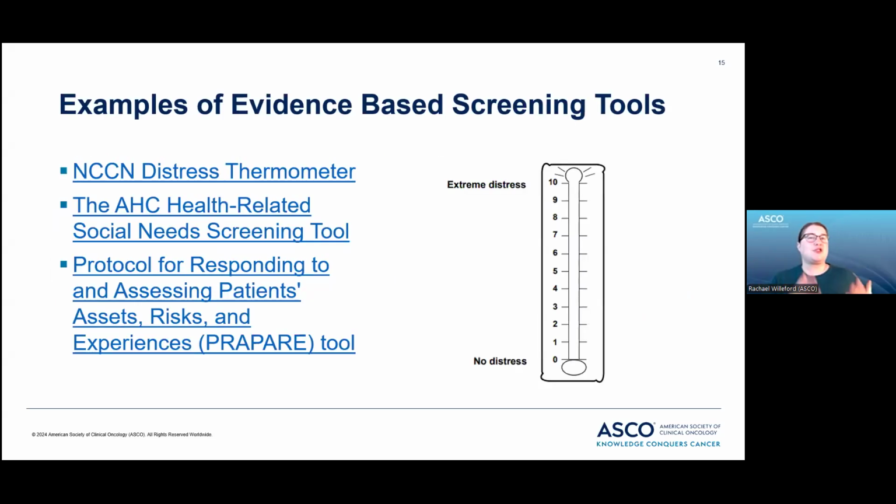We mentioned that the social determinants of health risk assessment uses an evidence-based tool. Now, we've listed a couple of examples here. However, this is not an all-inclusive list. We provided 3 examples of these tools. Oncology folks may be familiar with the NCCN distress thermometer and the tool that's associated with it. CMS has also given the AHC health-related social needs screening tool and the PRAPARE tool as examples of these evidence-based tools.